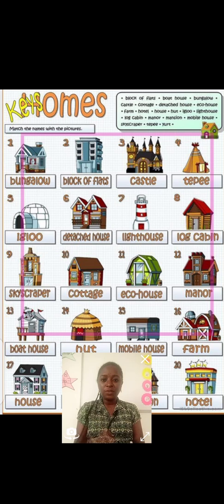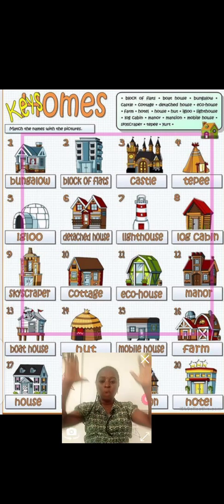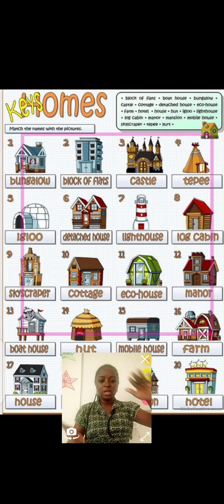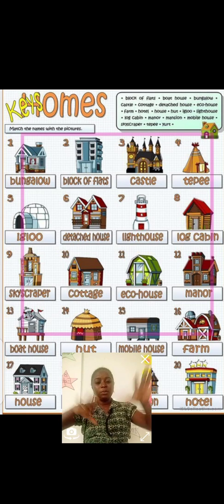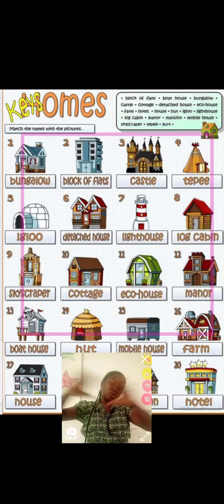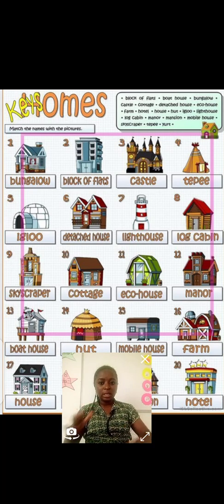Now we have different types of houses. We have the bungalow. The bungalow is just one single flat. And then we have the block of flats. When you have a block of flats, some of you live in houses where there is more than one flat, more than one house in it. You have flat 1, flat 2, flat 3, flat 4. Maybe your own flat is upstairs or downstairs or just in the middle. That's called a block of flats.